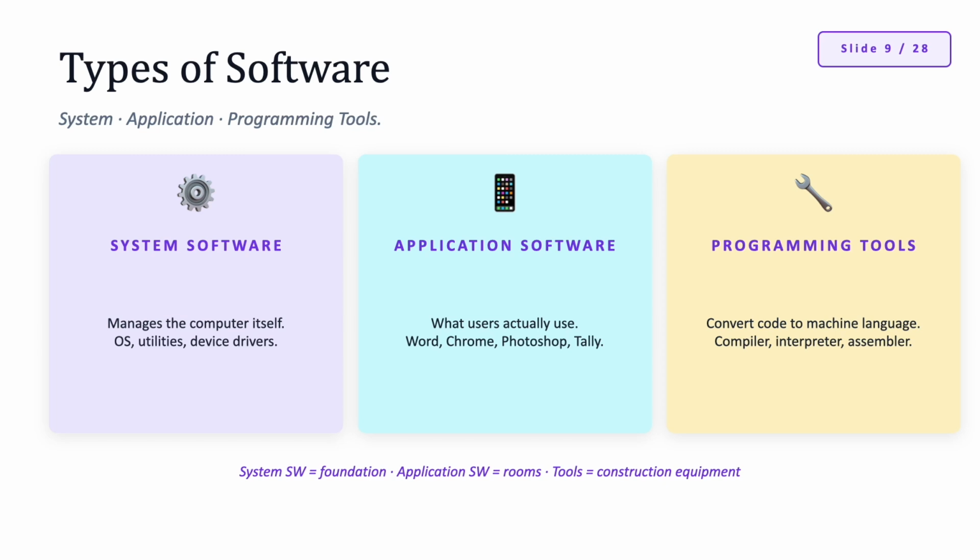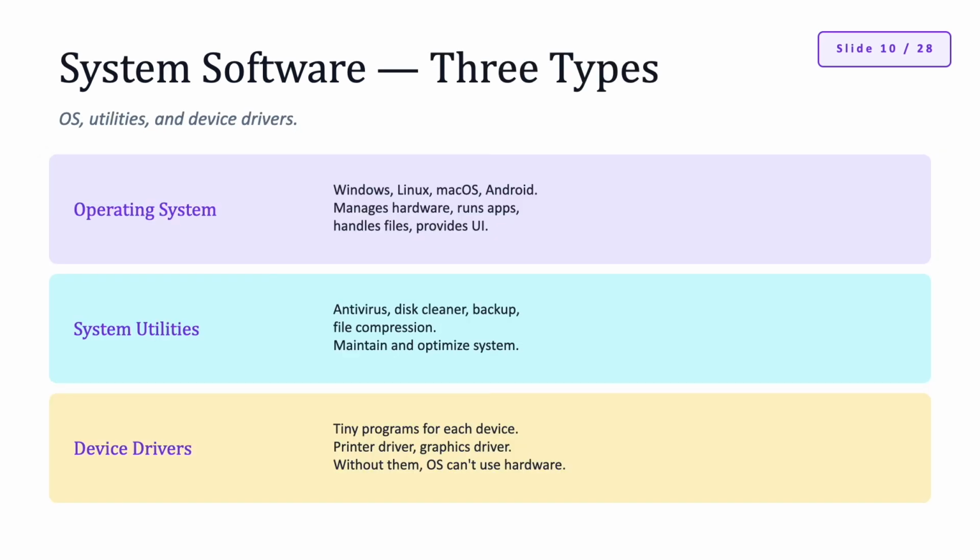And in between, we have your programming tools: compilers, interpreters, assemblers that convert human written code into machine language. Think of system software as the foundation of your building, application software as the rooms, and programming tools as the construction equipment. System software has three main types.